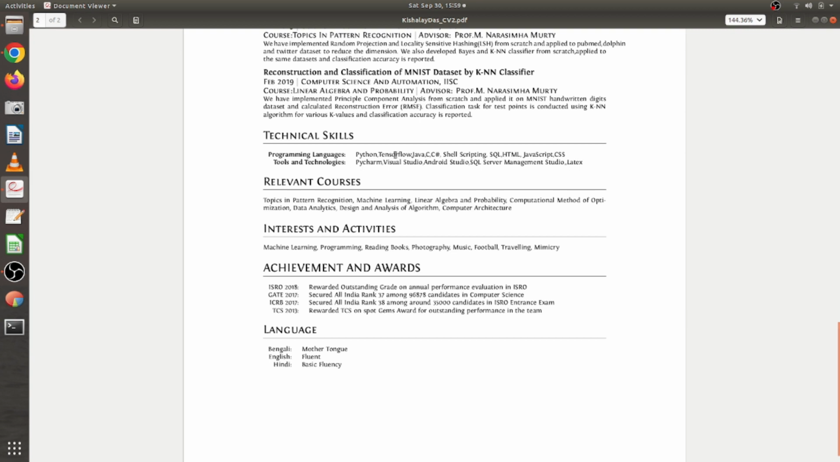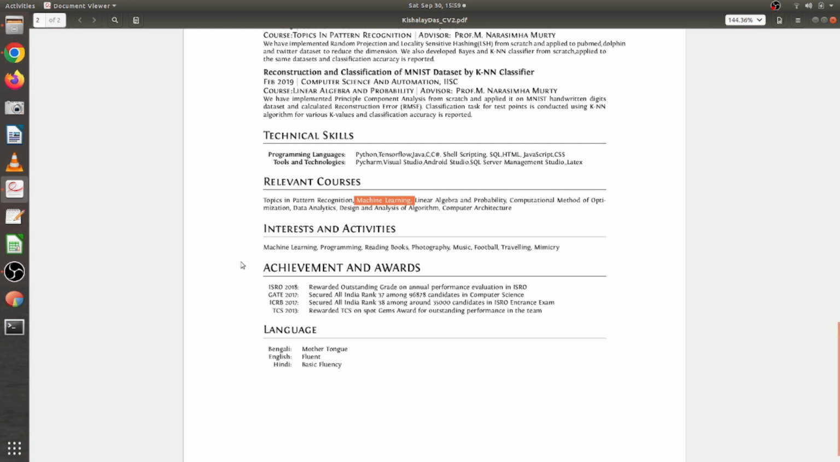I also talked about the TensorFlow framework, because at that time I didn't know about PyTorch. So that's why I only talked about TensorFlow. But if you know PyTorch also, you can mention it. Different courses that I have taken during my MTech at IISc, like topics in pattern recognition, machine learning, linear algebra, probability, optimization, data analytics, algorithms, architecture. All of them I have mentioned here.